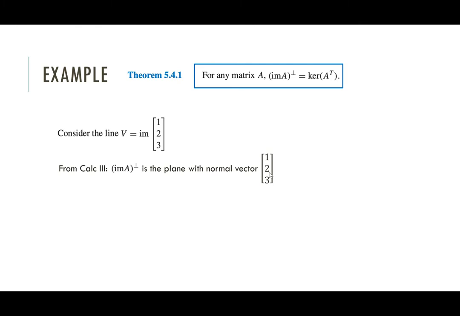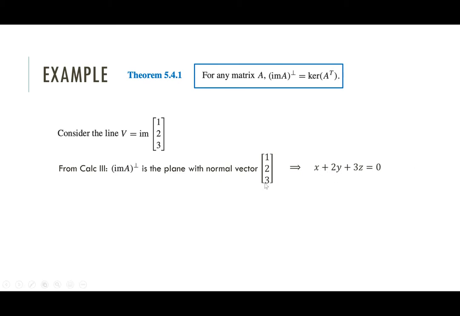From Calc 3, we know that the orthogonal complement of the image is the plane with this normal vector. If you have this vector 1, 2, 3, and you want everything that is perpendicular to that vector, that's going to be the plane where this vector is normal. And from Calc 3, we know that this is given by this equation.